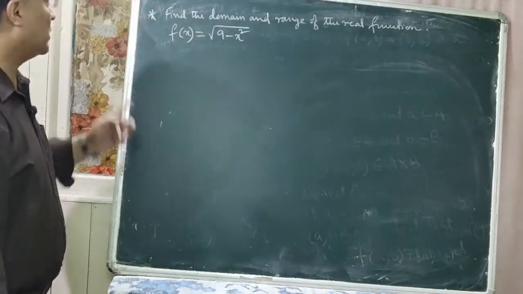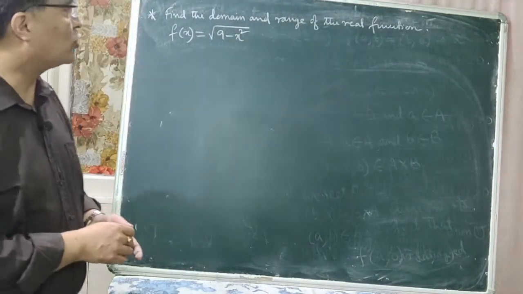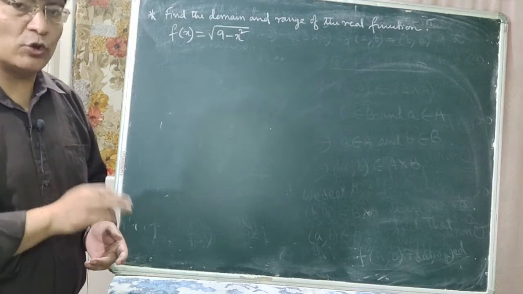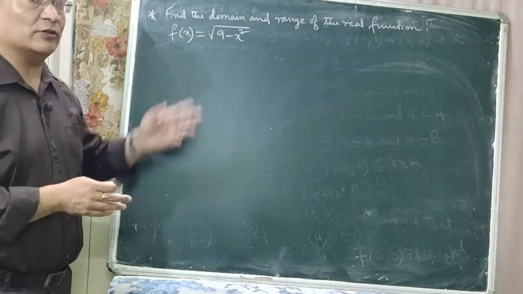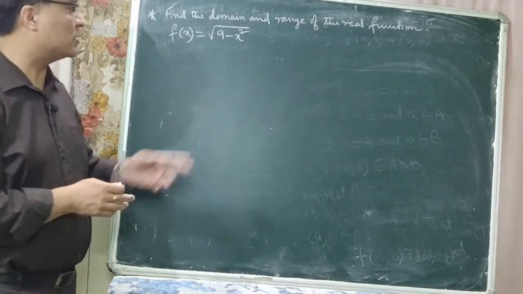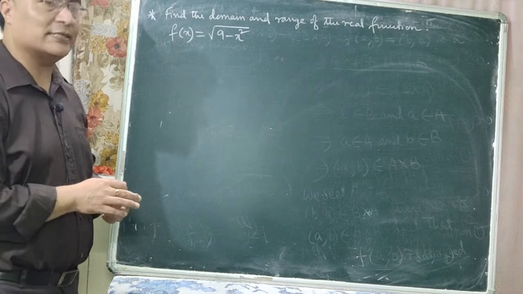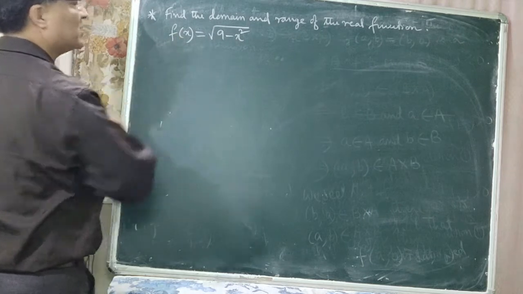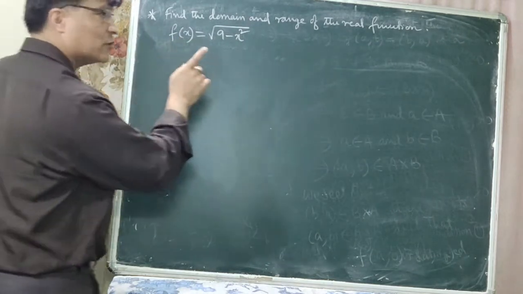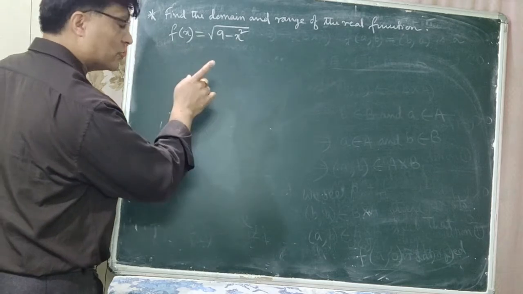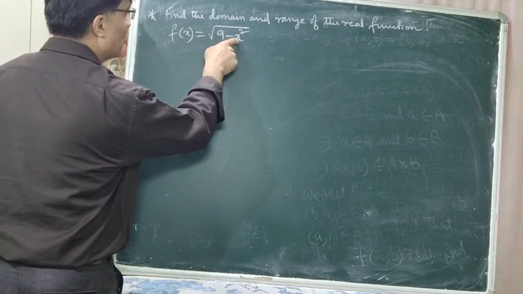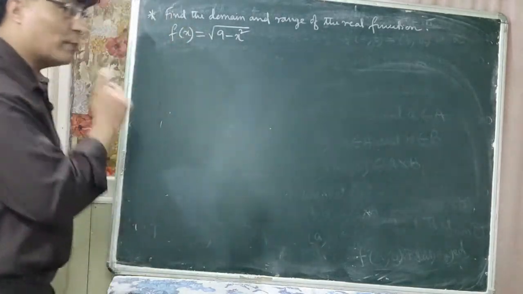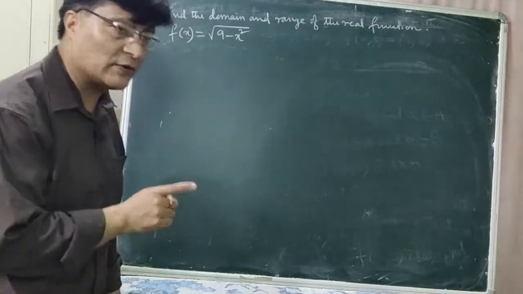So now we'll do the next question, that is, find the domain and range of the real function. You have to find out the domain and range of the defined function, that is f of x is equal to root over 9 minus x square. Domain means you have to find out those values of x for which f of x is defined. Range of the real function means you have to find out those values of f of x for which x is defined.